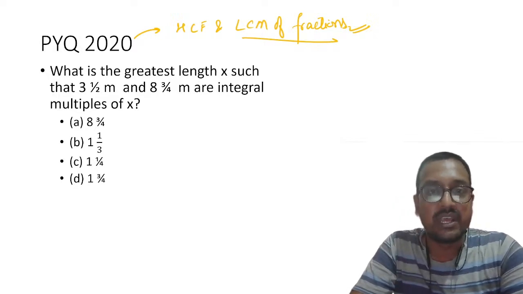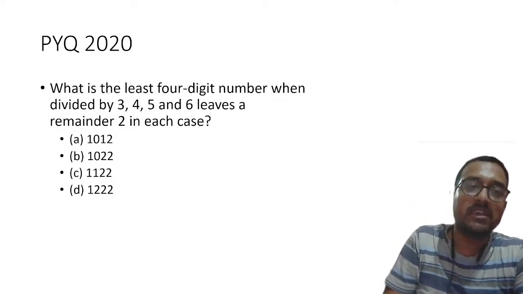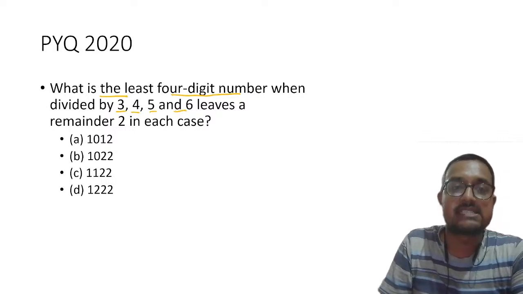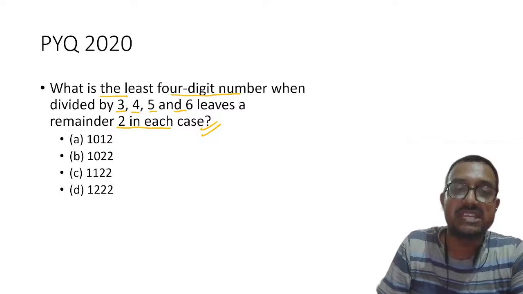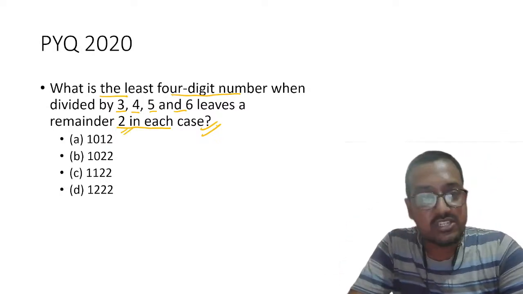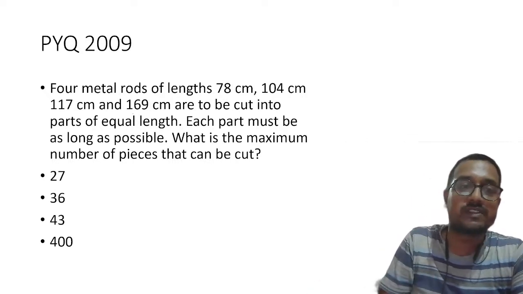The second question which we will take up is: what is the least 4-digit number which, when divided by 3, 4, 5, 6, leaves remainder 2 in each case? Please remember, in each case this must leave remainder 2. Understood? Okay, now let me go ahead to another question.